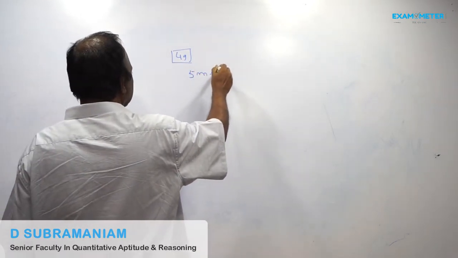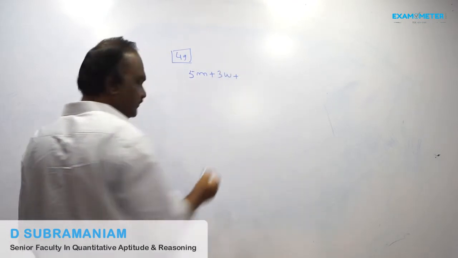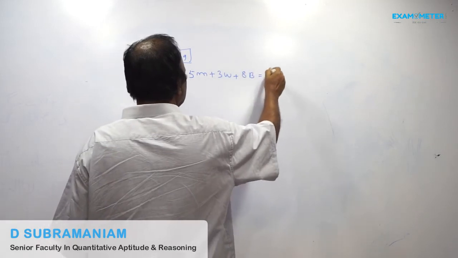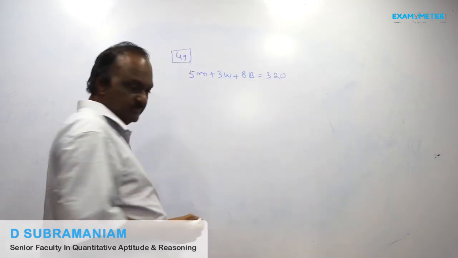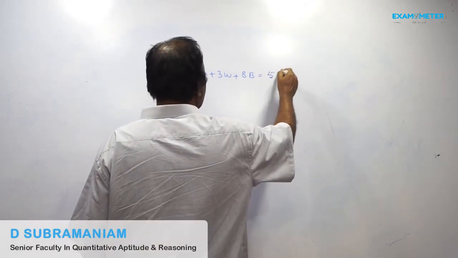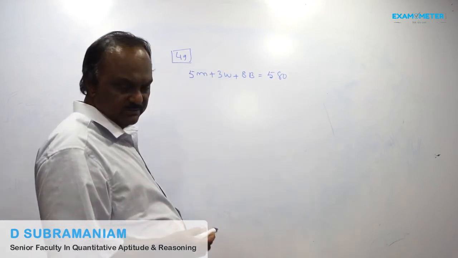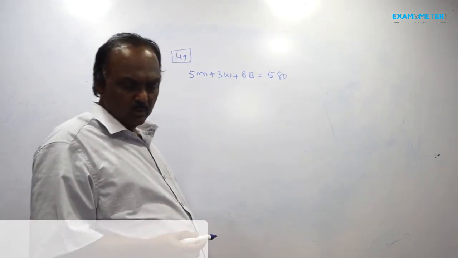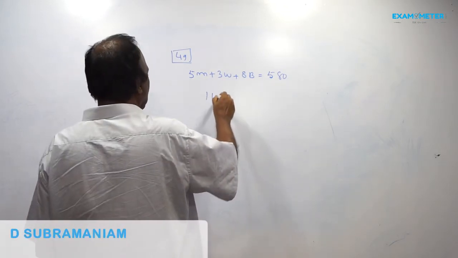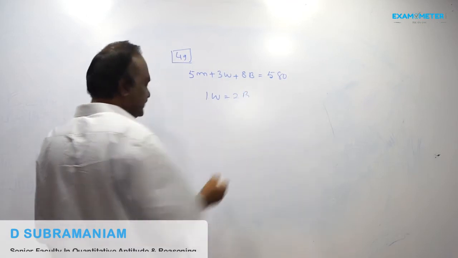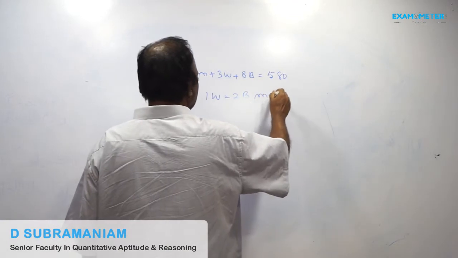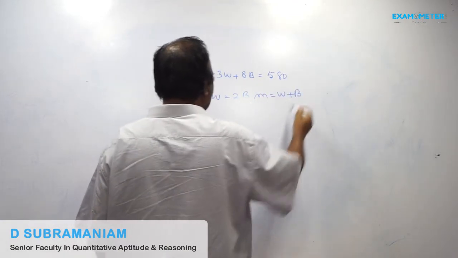5 men, 3 women and 8 boys are getting 580 rupees. Now one woman is equal to 2 boys, and one man is equal to 1 woman plus 1 boy.